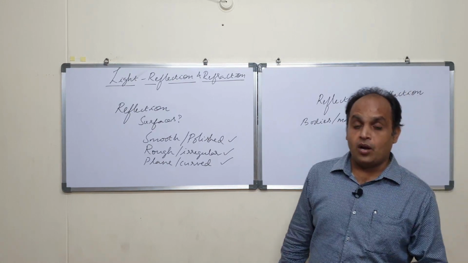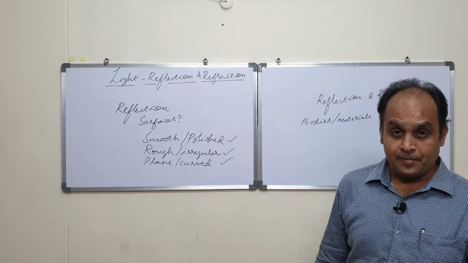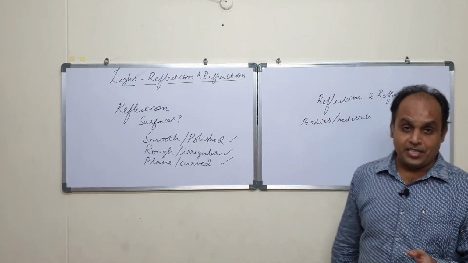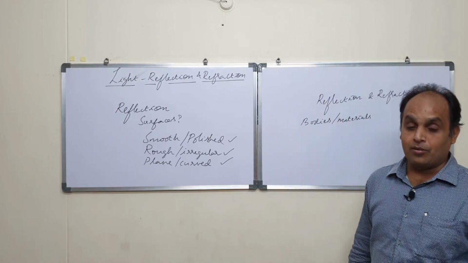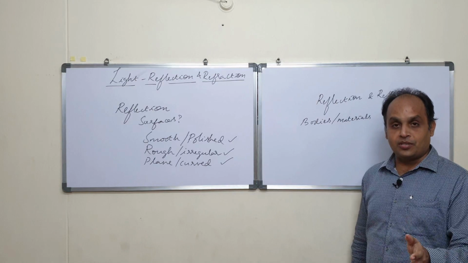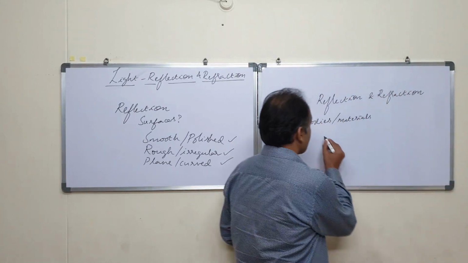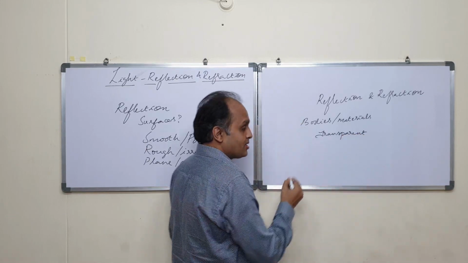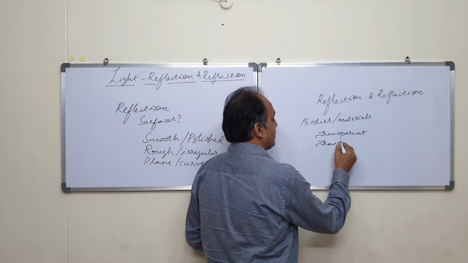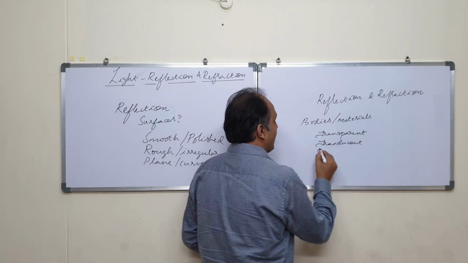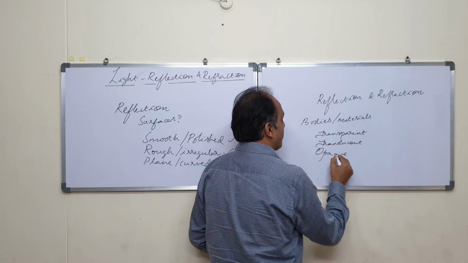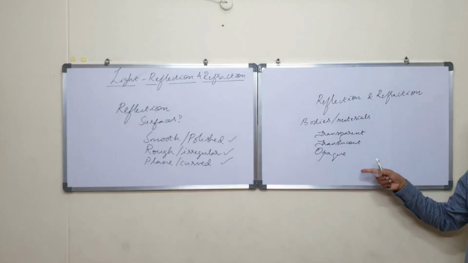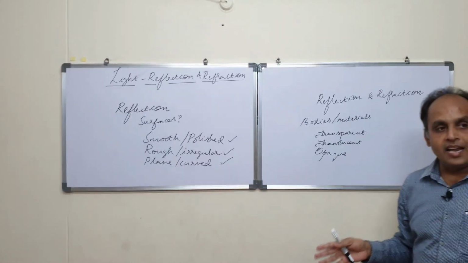From what kind of bodies or materials does light get reflected? You must have understood by now what I am referring to: materials or bodies in the sense of transparent, translucent, opaque. So, let me list those: transparent materials, translucent materials, and even opaque bodies or opaque materials. So, the question is, from which of these bodies does light get reflected?